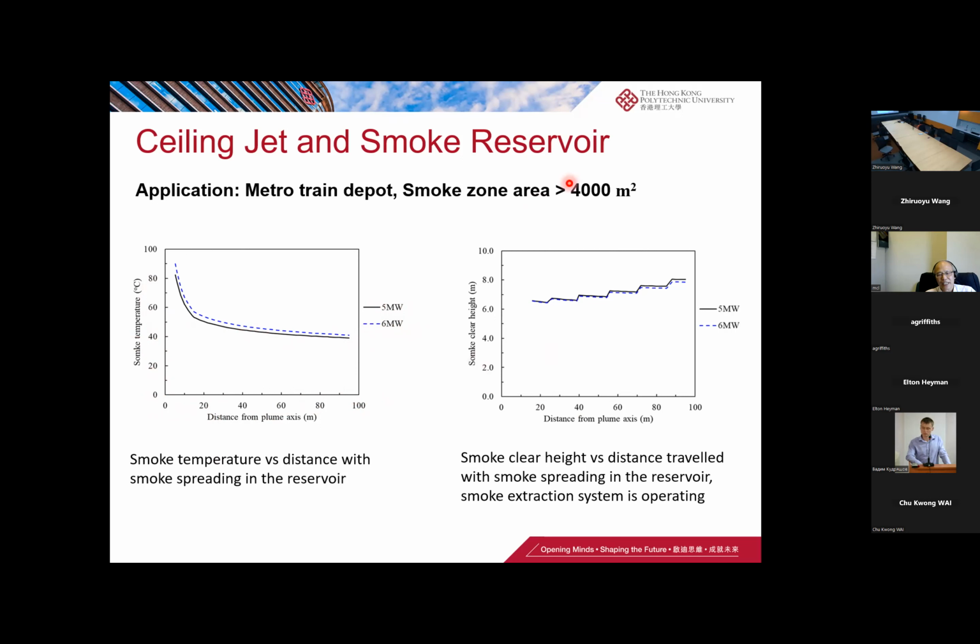This figure gives the smoke clean height. The smoke clean height gets higher and higher. The reason is that we have the smoke extraction system in operation. They have 5 extraction points, and every extraction point extracts the same amount of smoke. So when the smoke passes an extraction point, the next smoke will spread further, and the smoke clean height will keep increasing. So these are the results.